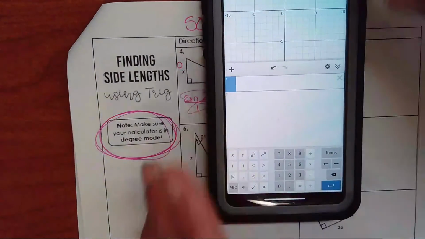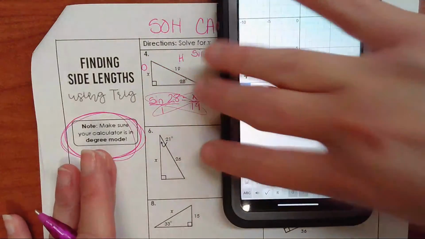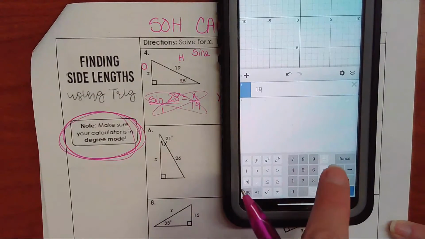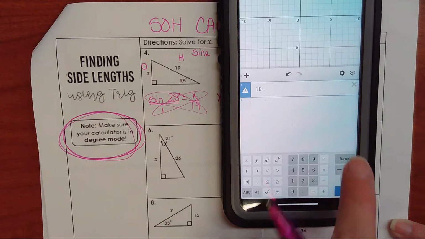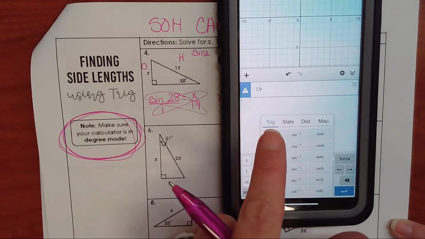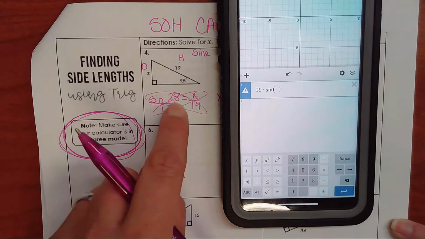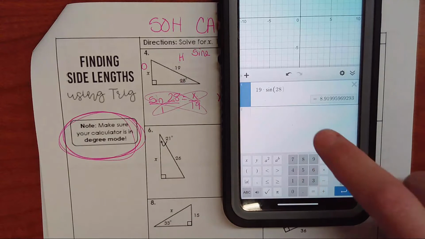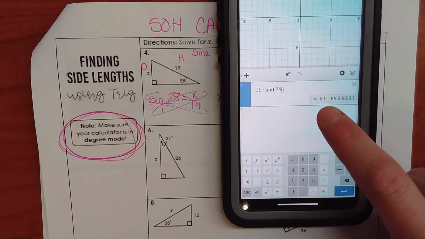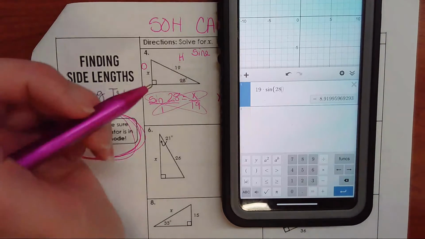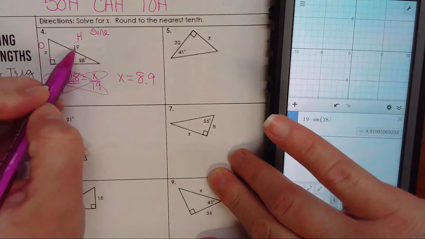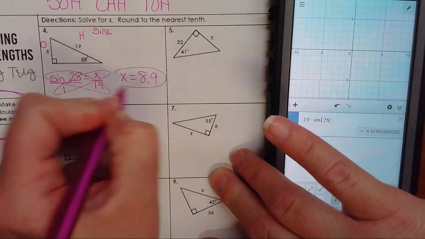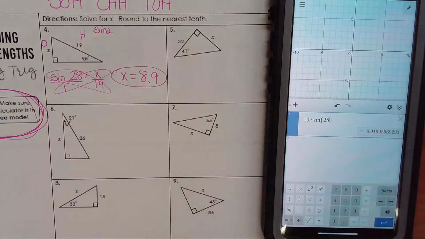You're going to type this in as, let's see here, we've got 19 times, and then sine is going to be under this function right here. Press function. There's sine. And then it's sine of 28. And you get 8.9. You're going to get some really junky decimals. I'm well aware of that. You're going to have to round again. We had junky decimals before. So I get 8.9. And that answer makes sense because the hypotenuse is still the longest side. And then you're done. Let's take a look at another one.